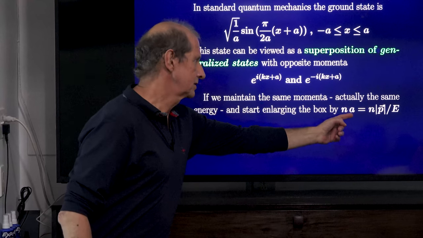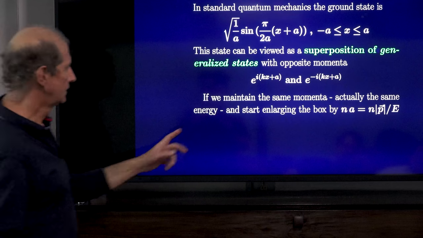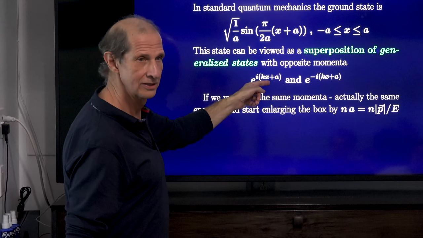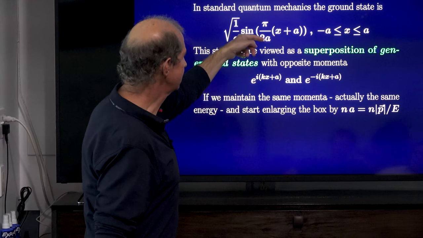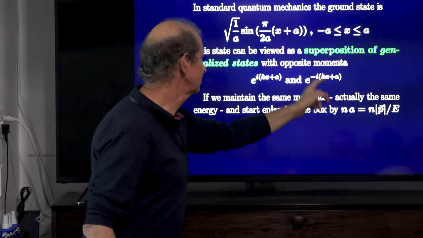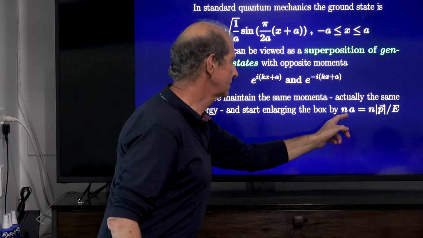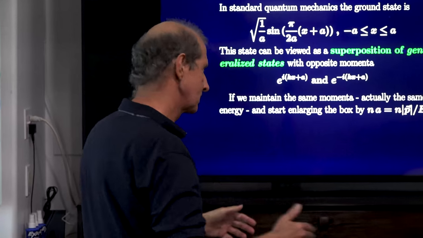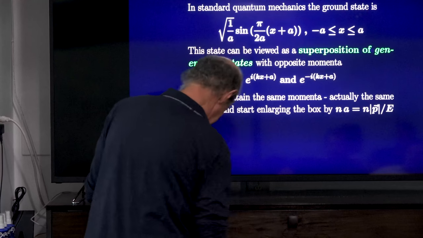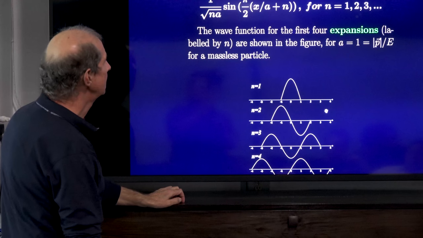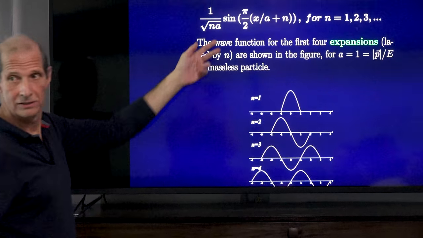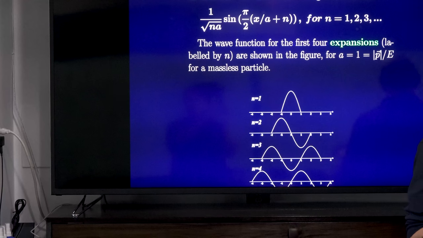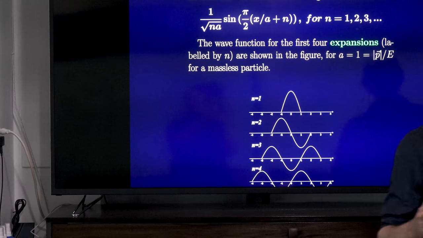So now is the key point. Here is where relativity enters the picture. So now we maintain the same momenta, which means that this coefficient in front of the x, if you think in terms of the momentum of a plane wave, is going to stay the same. And now I want to enlarge the box. So I start from a box which goes from minus a to plus a, and then I start enlarging it by integer numbers, so by multiples of a. So this n is just a natural number. And this is the ground state for the particle that now represents the same particle as before, with the same energy, but on an extended box.